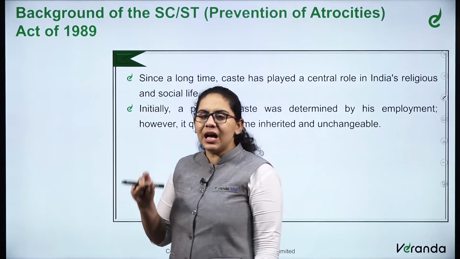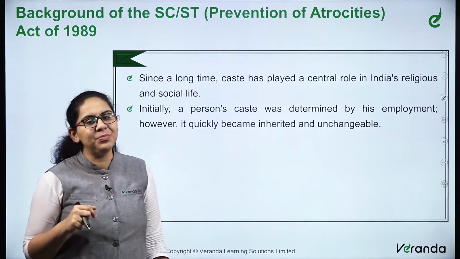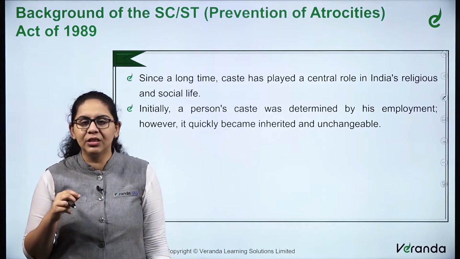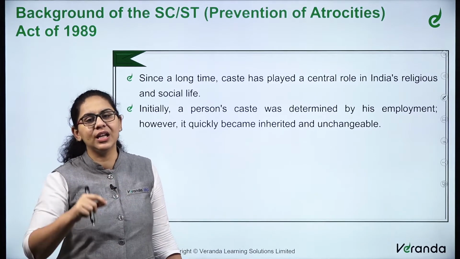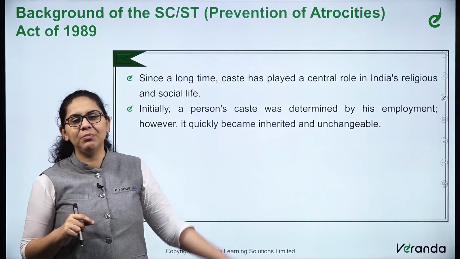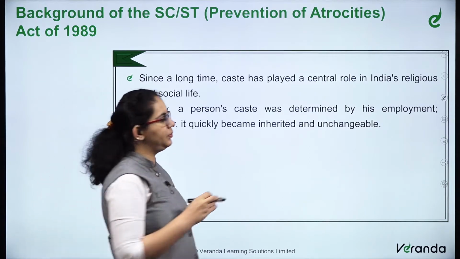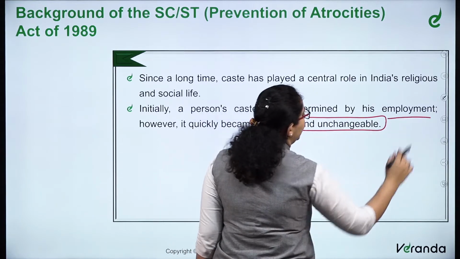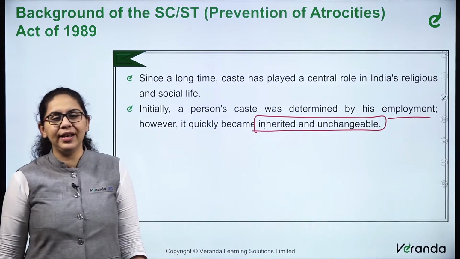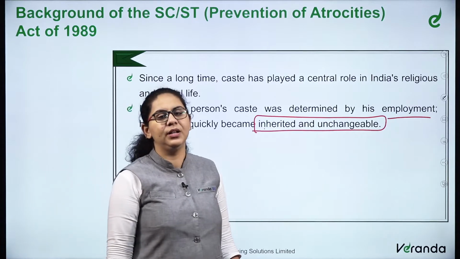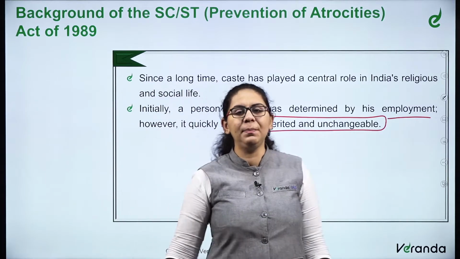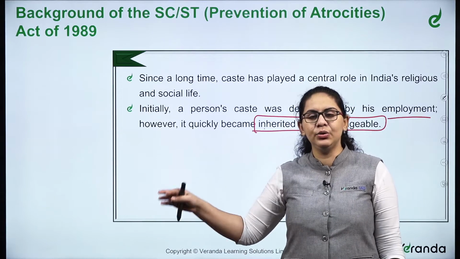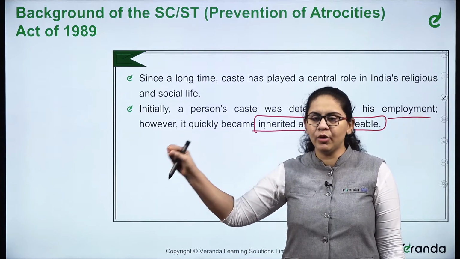So a person's caste initially was determined by his employment, but over the period of time we saw that this discrimination started getting deepened. It quickly became inherited and unchangeable. What is it? The people who used to belong to a certain caste were considered to be strictly from that caste.